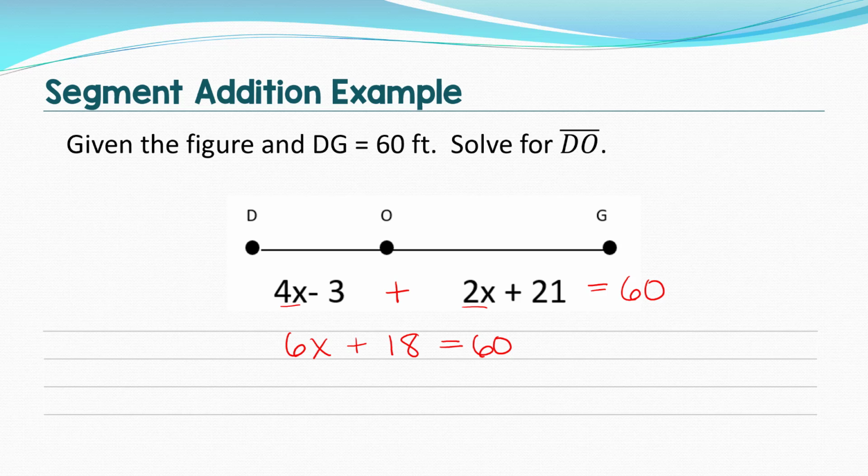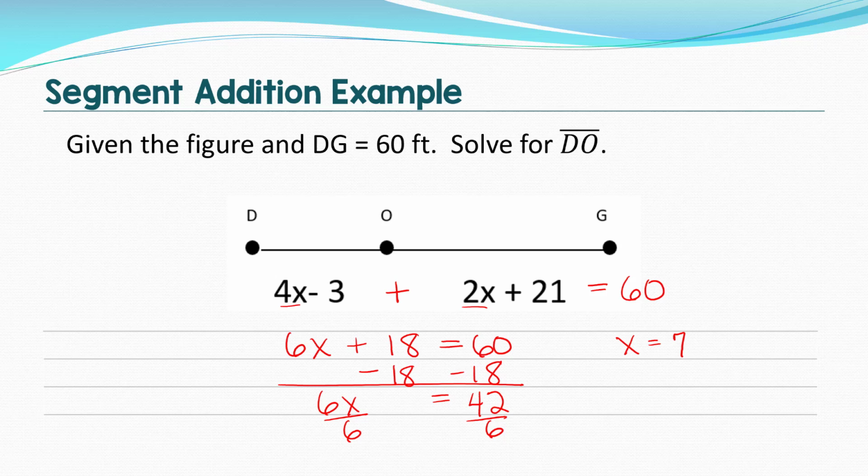All right, now I'm going to solve this equation. I'm going to look to get my variable by itself. So this becomes 42 equals 6 times x. I'm going to divide each side by 6, and I'm going to have x equals 42 divided by 6. 6 times 7 is 42. So x equals 7.